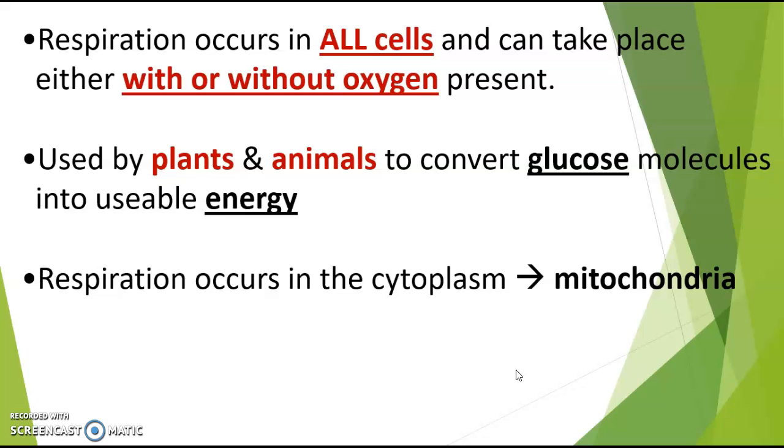It's used by plants and animals. Again, primary function is to convert glucose or break down glucose into energy that the cell can then use. Where does this occur? It occurs in the cytoplasm and primarily in the mitochondria. I'm going to break this process down into 3 main steps. The first step occurs in the cytoplasm. The next 2 steps occur in the mitochondria.